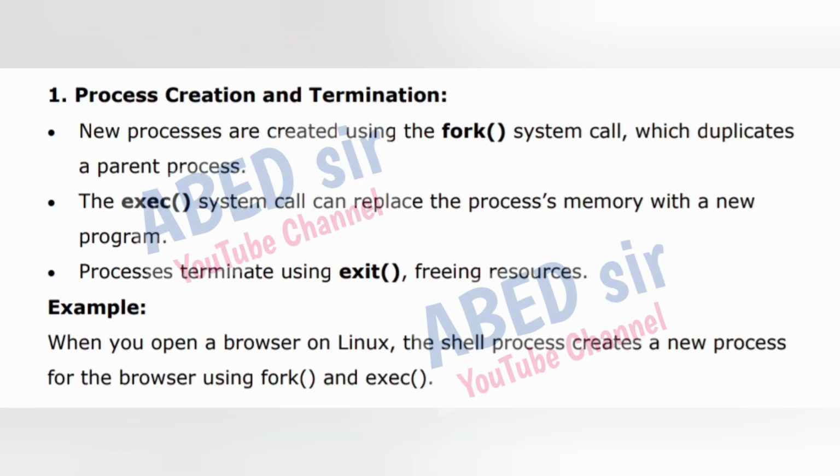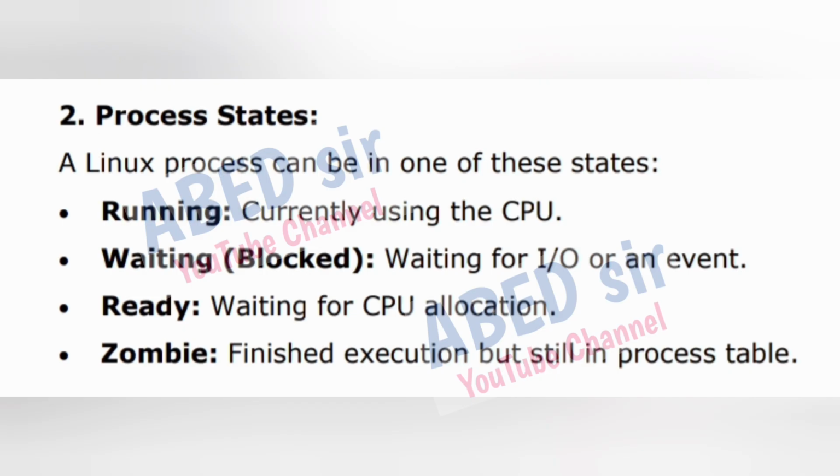1. Process creation and termination. New processes are created using the fork system call, which duplicates a parent process. The exec system call can replace the process's memory with a new program. Processes terminate using exit, freeing resources. Example: when you open a browser on Linux, the shell process creates a new process for the browser using fork and exec.